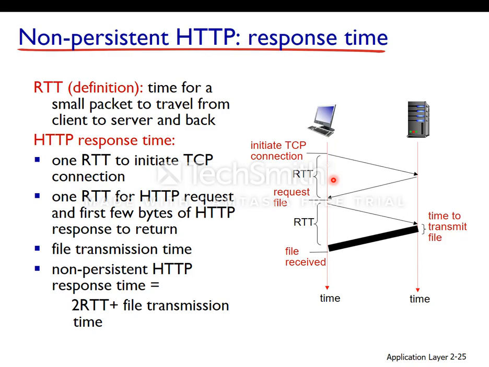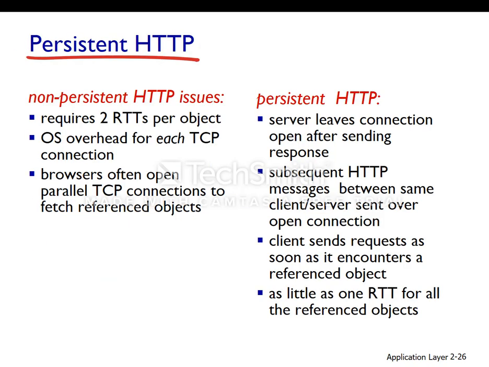So the HTTP response time is given by 1 RTT to initiate the TCP connection, 1 RTT for the HTTP request and the first few bytes of our HTTP base object to be returned, and then whatever time it takes to transmit that file. Which means the total response time for non-persistent HTTP is 2 RTTs plus the file transmission time, which is given over here. So, with non-persistent HTTP, you have 2 RTTs per object.